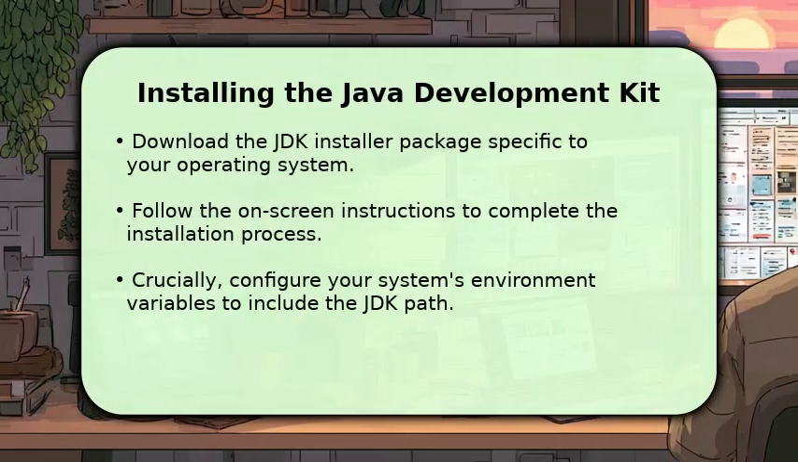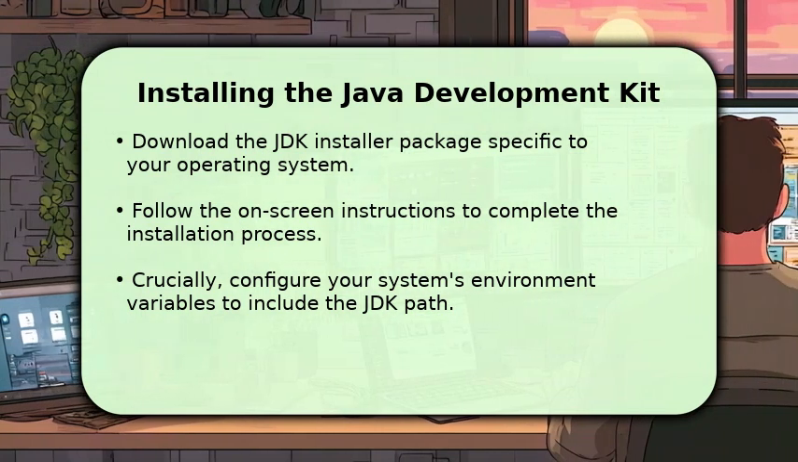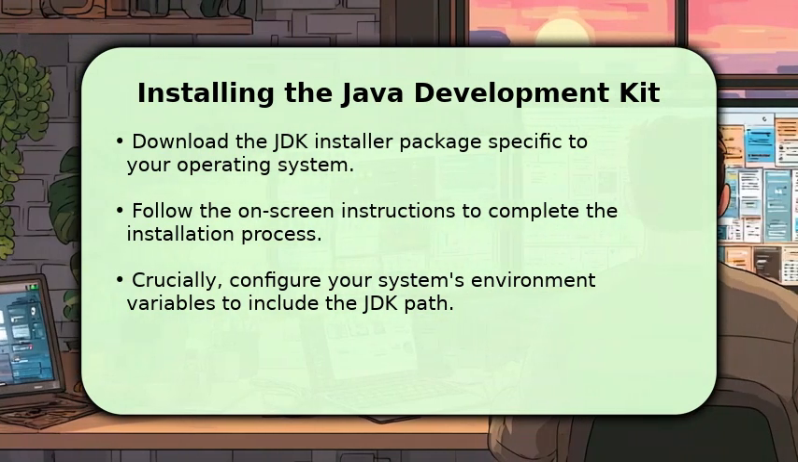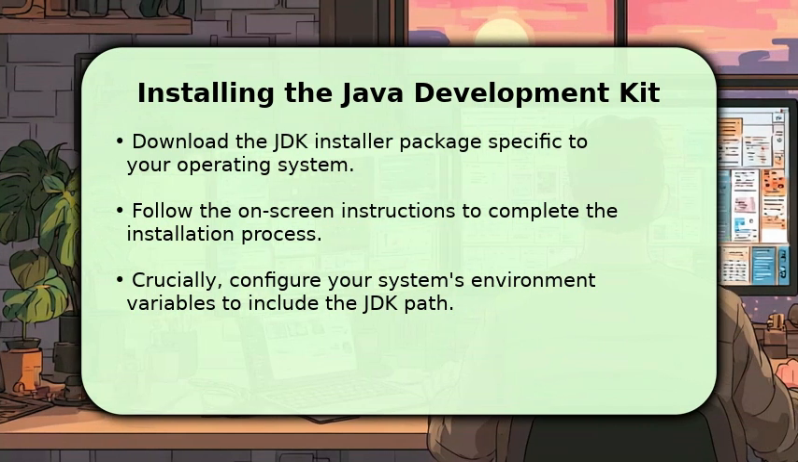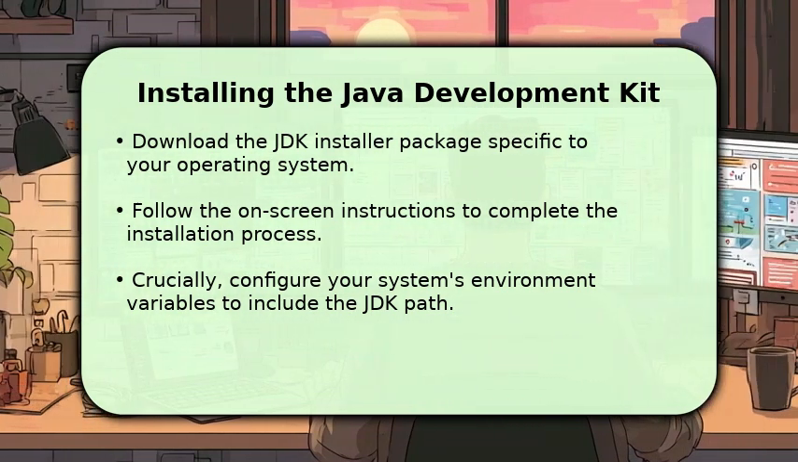Once you have downloaded the JDK installer, run the executable file and proceed through the installation wizard. Most settings can be left as default, but pay attention if prompted for an installation directory.